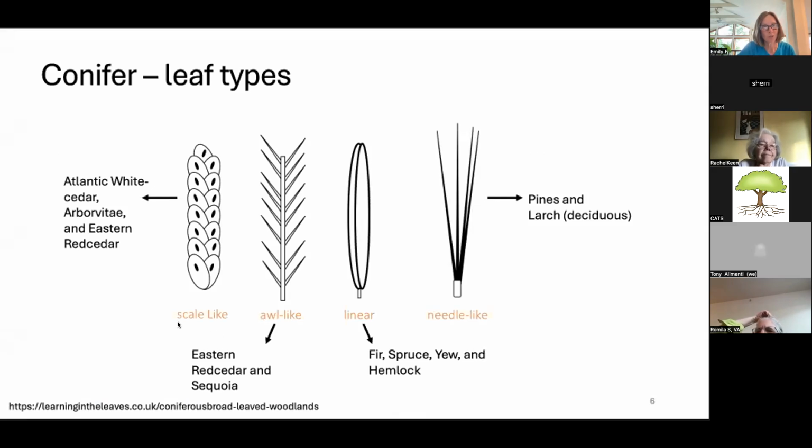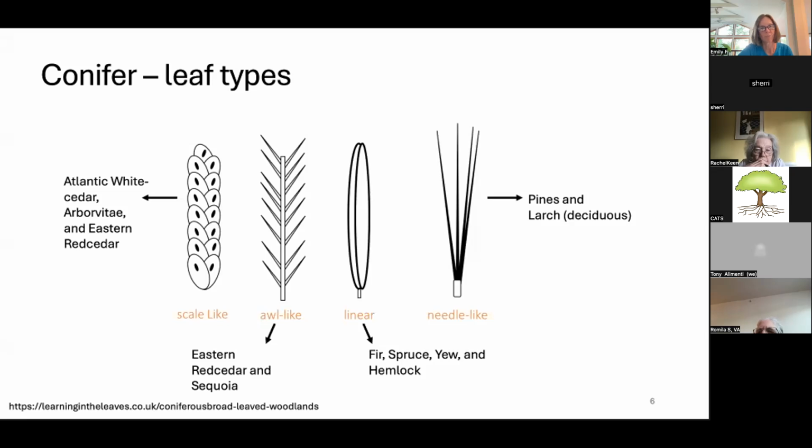We have 4 different types of conifer leaves. We have scale-like leaves, awl-like leaves, linear leaves, or needle-like leaves. Our scale-like leaves are something that we often see on our eastern red cedar, our arborvitae, Atlantic white cedar. Awl-like leaves are also on our eastern red cedar because they are dimorphic, just like that southern red oak that I mentioned a little bit ago. The awl-like leaves are also on sequoia. Linear leaves are going to be fir, spruce, yew, and hemlock. And then pines and larches are going to have needle-like leaves.